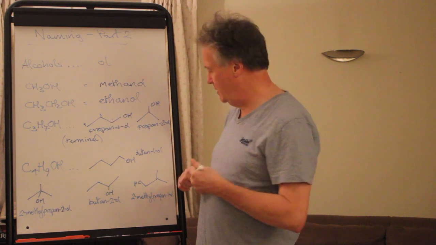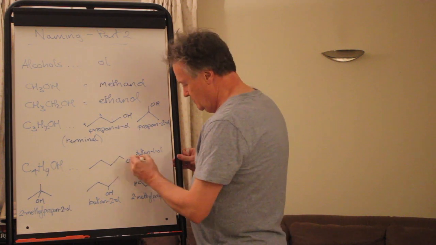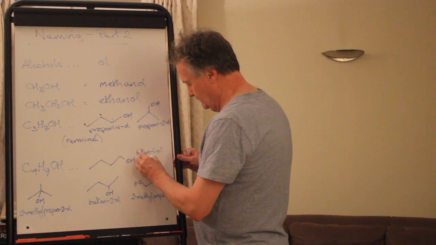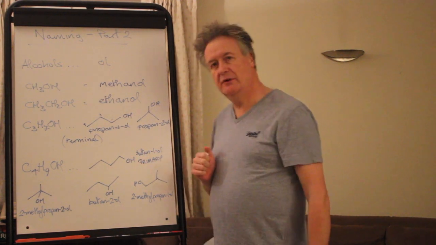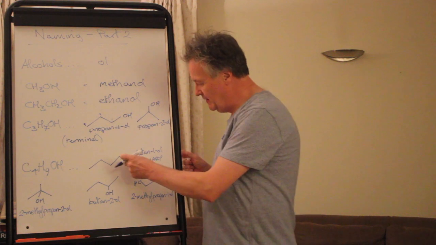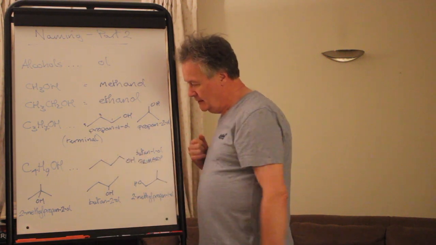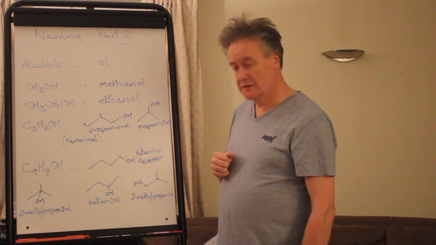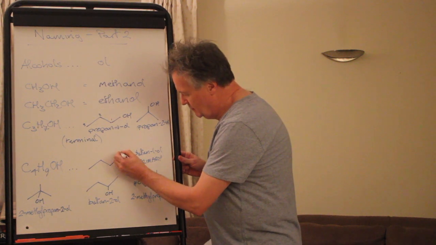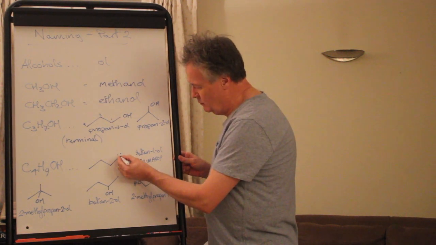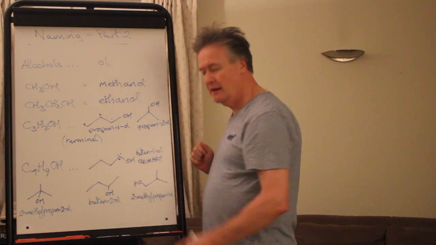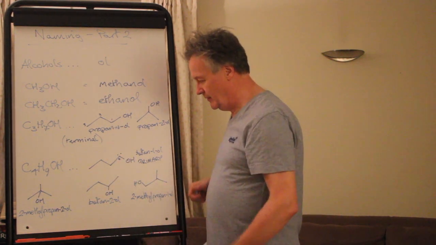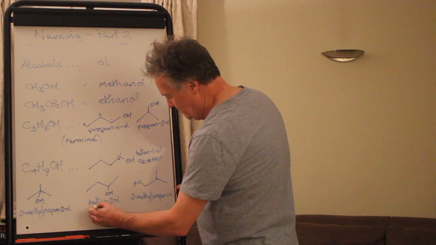Now, when you look at these, there are also some other words that you need to be fully up to speed with. This would be termed a primary alcohol. Primary meaning there are two hydrogens when I put those two dots. So what that means is that there's only one carbon attached to that carbon, it's primary. This here is secondary.